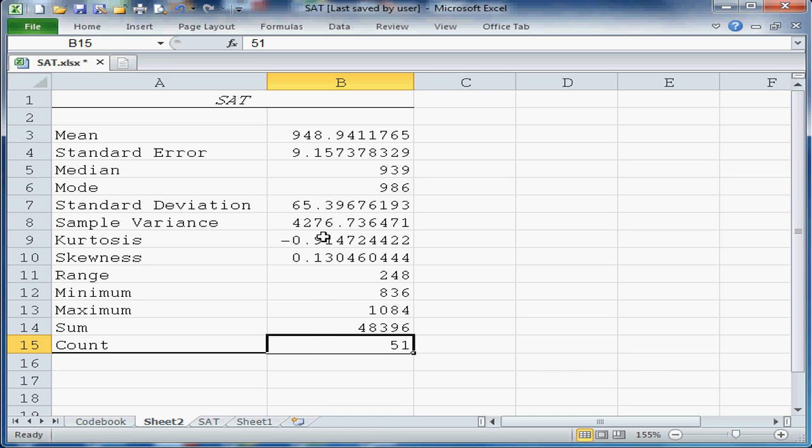There are two measures related to the shape of the distribution. Kurtosis has to do with the peakedness of it, and skewness, whether or not the distribution is symmetric or not.